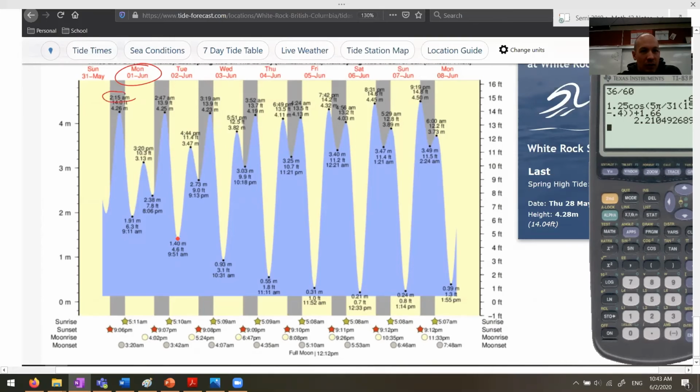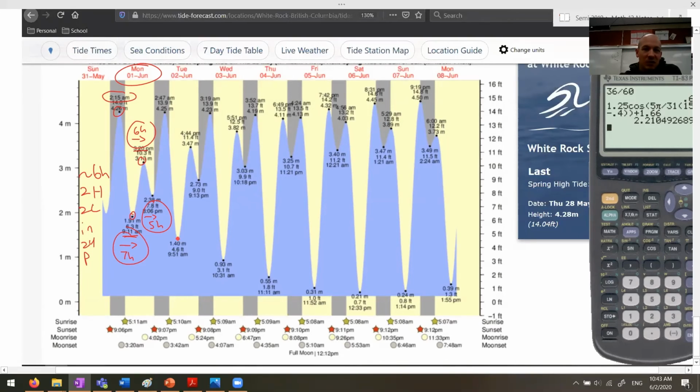Around 2:15 a.m. we get a high tide, and then at 9:11, which is about 7 hours later, we get a low tide. Then at 3:20 p.m., which is about 6 hours later, we get a high, and then 8:06, which is about 5 hours later, we get a low. On average, though, the spacing between high and low tides is about 6 hours. So we wind up getting two high and two low tides in a 24-hour period.